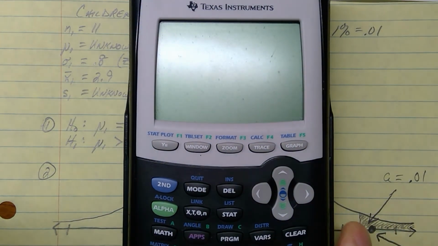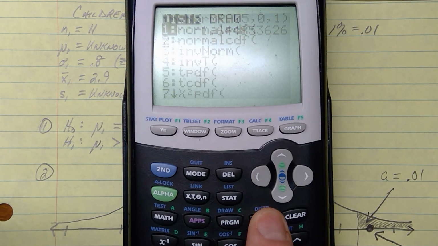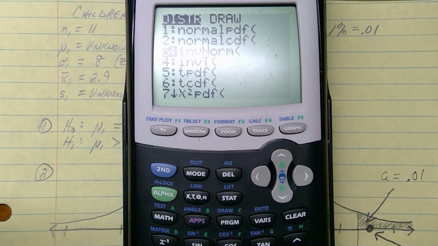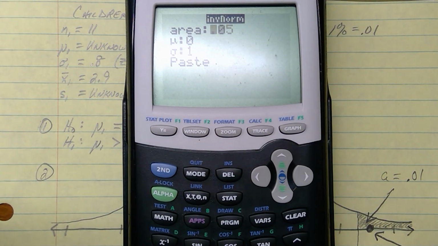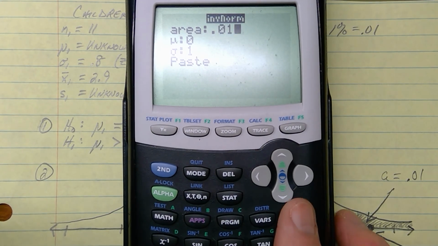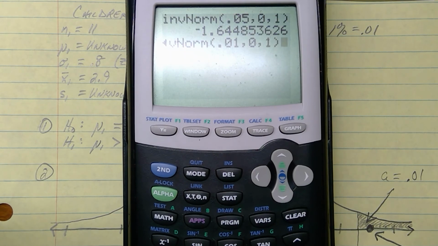All right, you guys that like to use your calculator, you're going to do a second distribution. You want to do backwards normal, inverse normal. You want to tell it the area. I want an area of 1%. Mu is always 1, standard deviation is always 1. Paste it into your window and hit enter one more time. And there's your negative 2.33 as well.